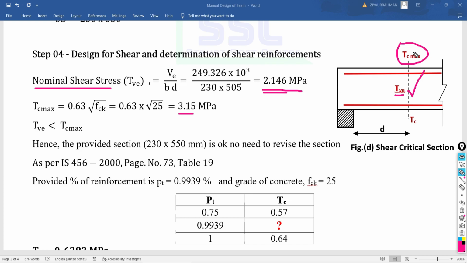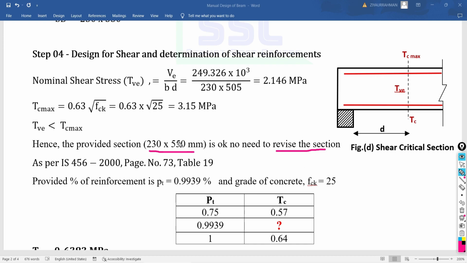Now we have to compare this maximum shear stress with the nominal equivalent shear stress. After comparison of these two values, we find that the nominal equivalent shear stress is less than the maximum shear stress, and that is what is expected. Because in a situation when the nominal equivalent shear stress becomes more than the maximum shear capacity of the section, at that time you need to revise the section, you need to increase the section size. But when you get nominal equivalent shear stress less than the maximum shear stress, at that time we can say that the provided section size of the beam is adequate. There is no need to revise the section.